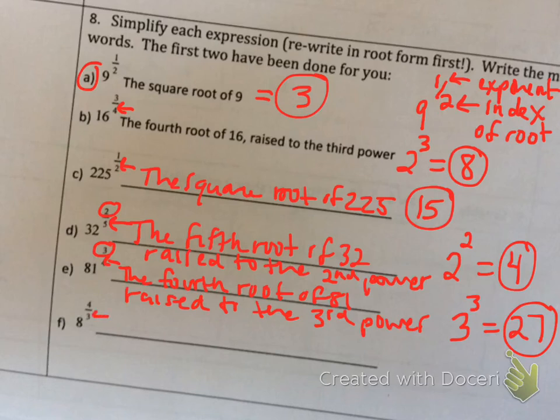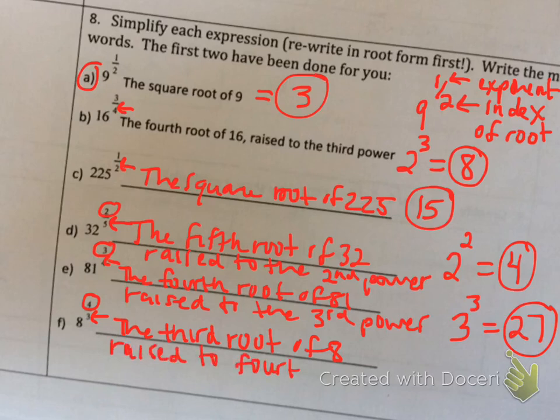Last one, the index is a 3, so we're taking the 3rd root of 8, and then our numerator is a 4, so it's raised to the 4th power. So applying the root first, 3rd root of 8. 8 is even, so what even number can I multiply by itself 3 times in order to get 8? And that would be 2. And then we're raising it to the 4th power, and 2 to the 4th is 16.